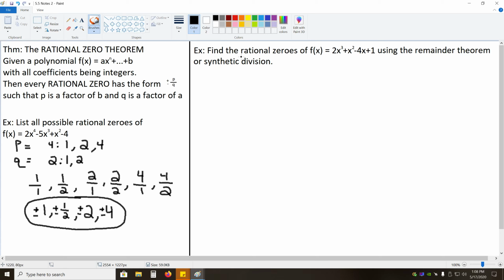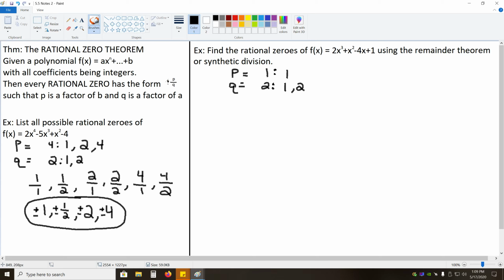So with that, let's go ahead and find the rational zeros of f of x equals 2x cubed plus x squared minus 4x plus 1 using the remainder theorem or synthetic division. So, starting off with this, we're going to list our P and Q. Remember, we take the constant for P and we find all of its factors. The factors of 1 are just 1. And now we take this 2 for Q and we find all of its factors. The factors of 2 are just 1 and 2.